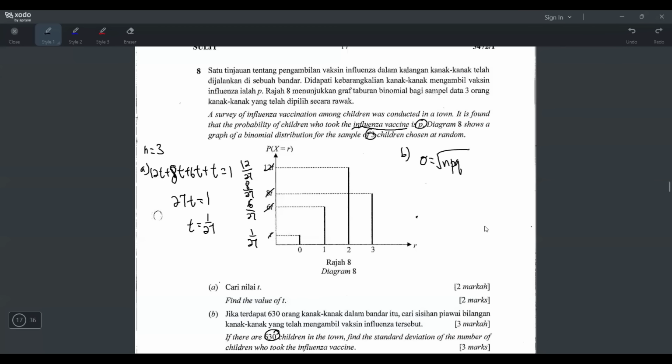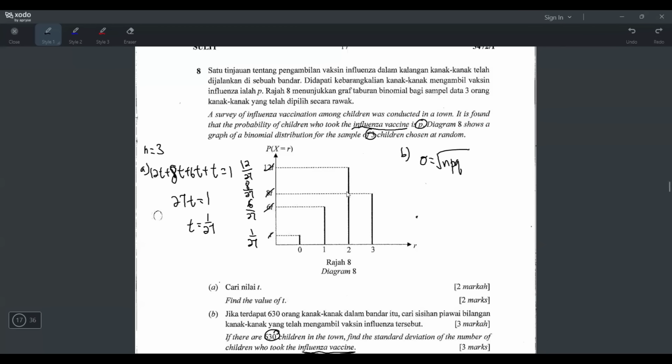Because p represents the probability of those who took the influenza vaccine. p is the probability of success, right? So p is actually the probability of children who took the influenza vaccine, and I don't know p. So what I have to do now is find p and q first, then I can put them into this formula. So how to find p and q?